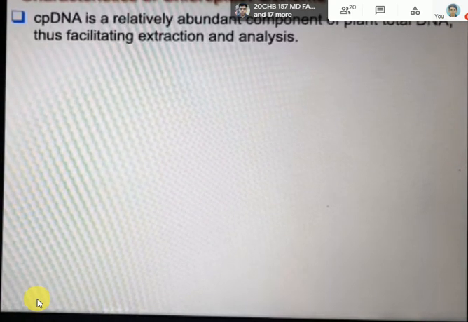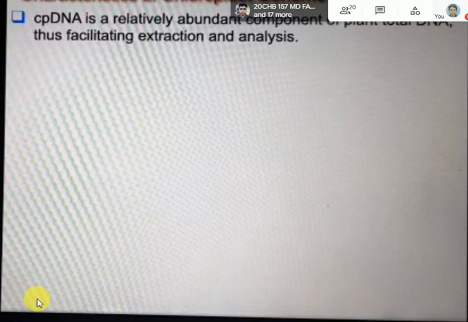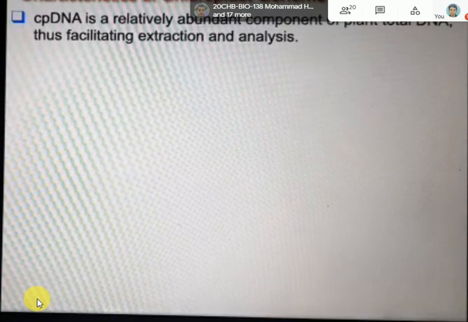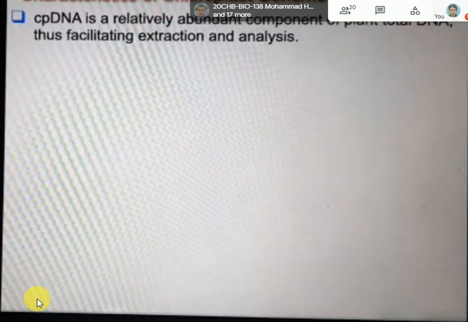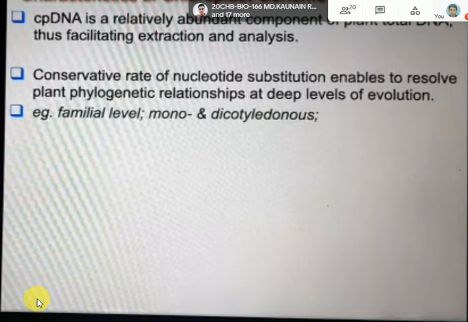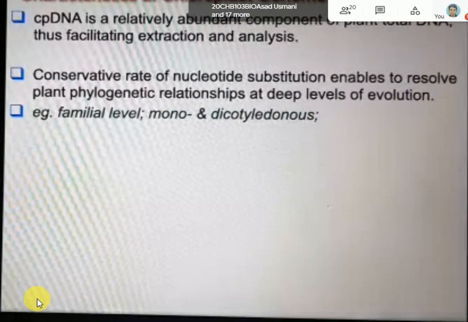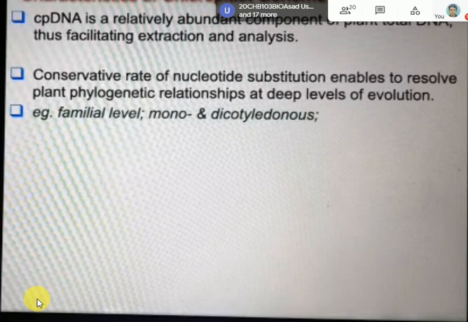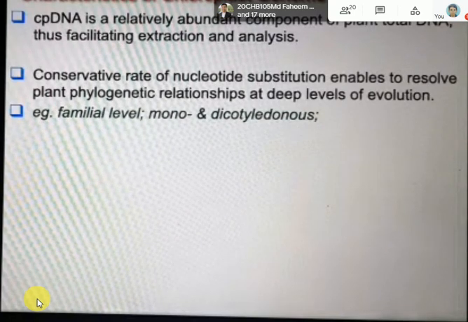Then characteristics of the chloroplast genome. cpDNA is a relatively abundant component of the plant's total DNA, thus facilitating extraction and analysis. The conservative rate of nucleotide substitution enables us to resolve plant phylogenetic relationships at a deep level of evolution. Example, monocotyledonous and dicotyledonous.